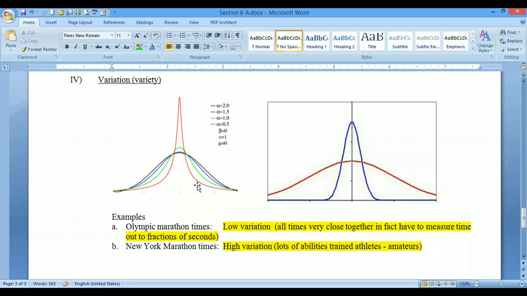Now let's compare that to the New York Marathon. The New York Marathon has lots of untrained or just athletes of all shapes and sizes, which means I'm going to have a much bigger variety of people coming in over the finish line. In fact, if you've seen it on the news or recordings, you'll see people coming in at different hours even. And so I have a much higher variation versus the Olympic marathon times.